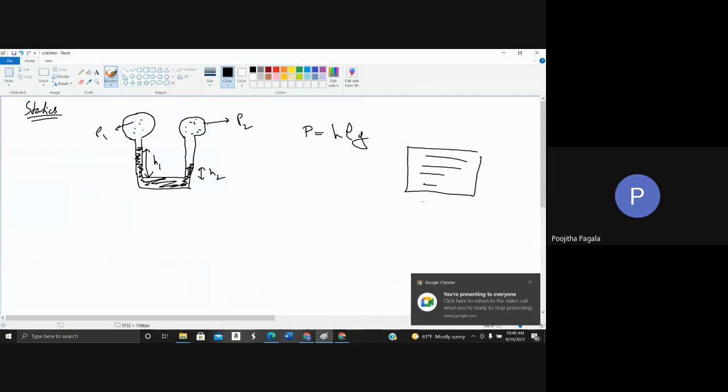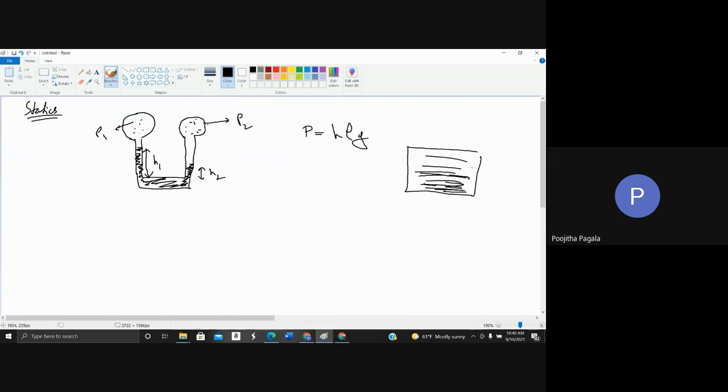So if I have a liquid and I want to calculate the pressure at some depth H inside the liquid. What is the pressure at the surface of the liquid? Can anyone tell me? So the pressure is going to be PA, atmospheric pressure at the surface.